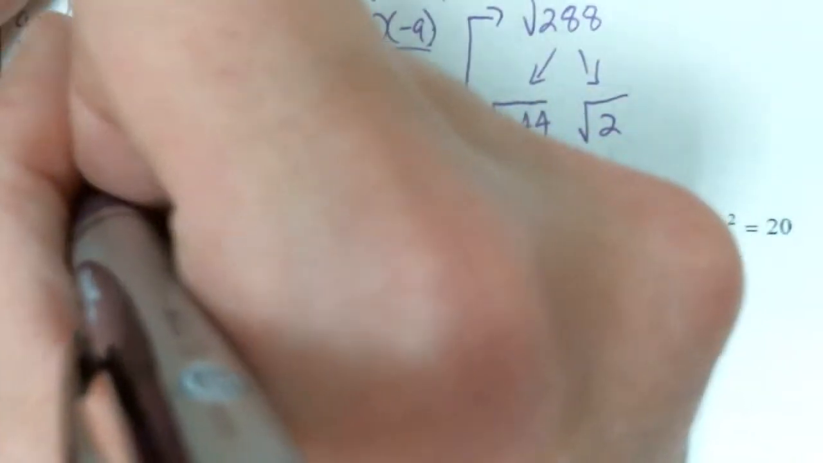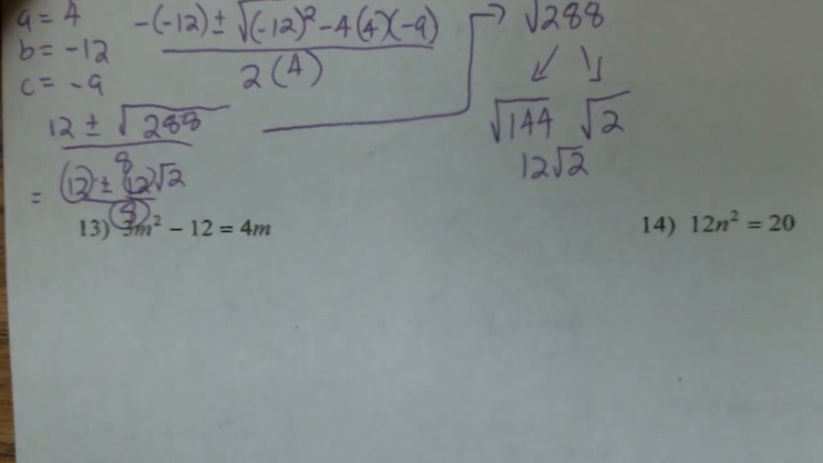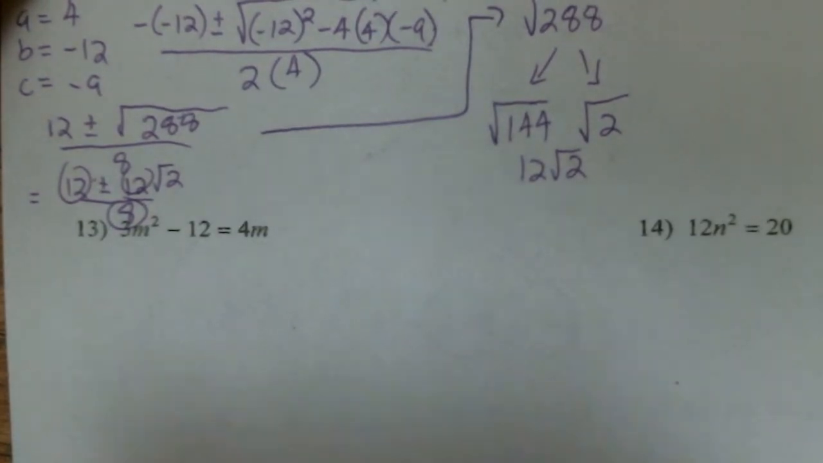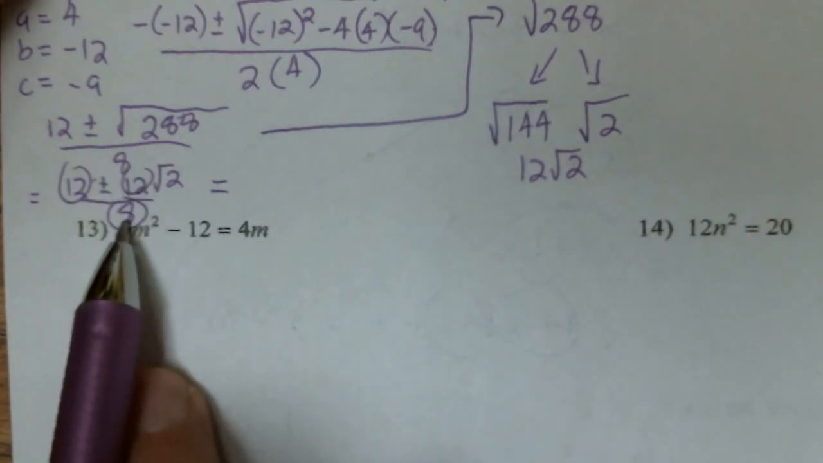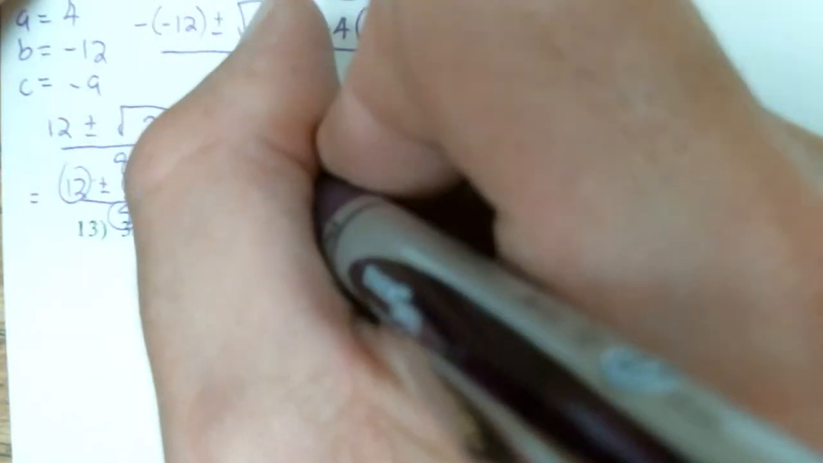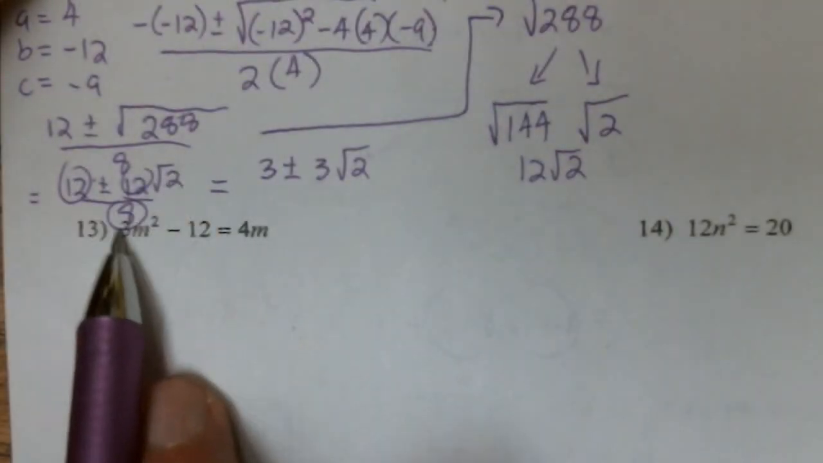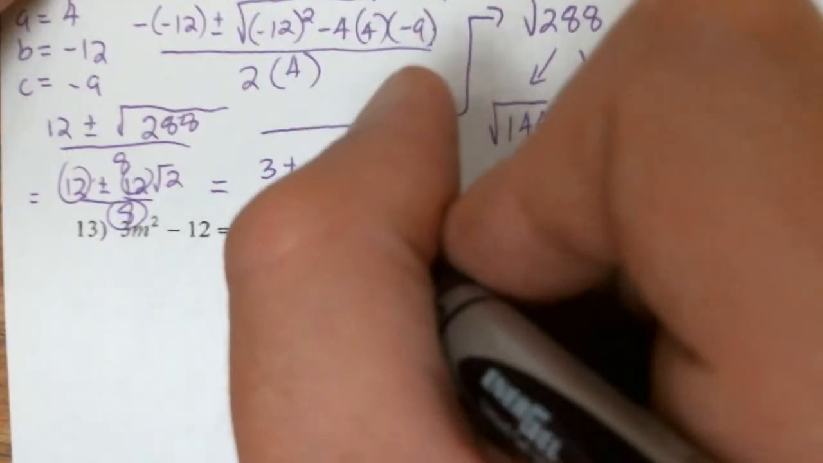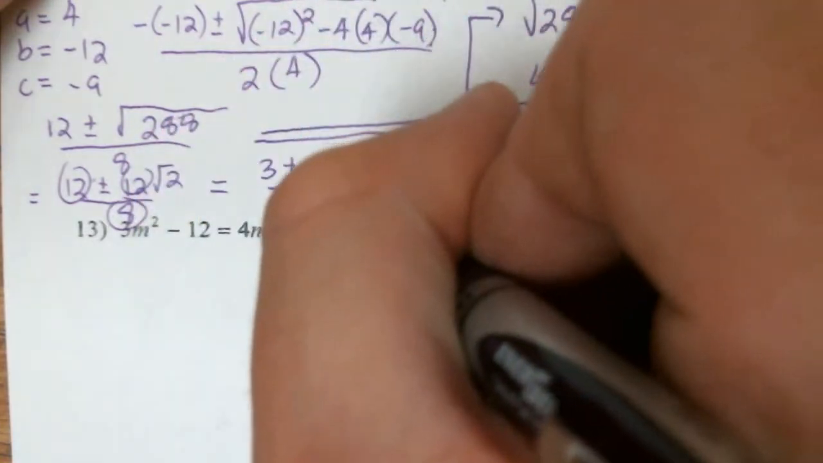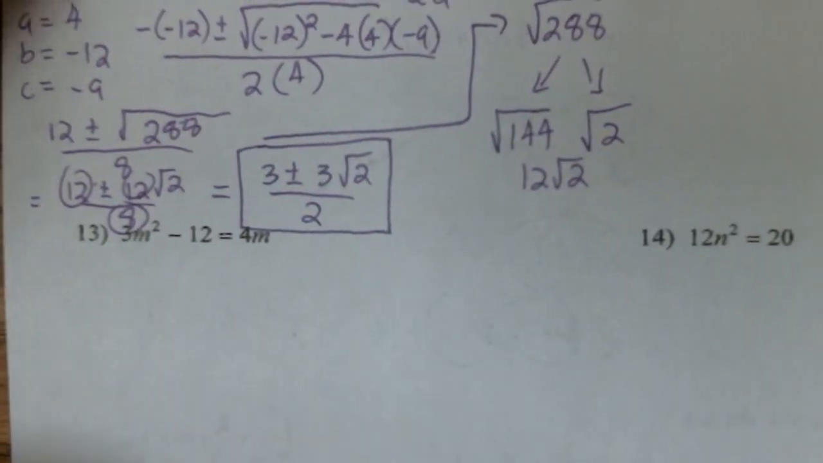But now notice, guys, that these three numbers, the two numbers on the outside and the number on the bottom, if they're all divisible by the same number, you can simplify it further. So 12, 12, and 8 are all divisible by 4. If I divide those by 4, that's going to give me 3 plus or minus 3. Treat the root 2 like an x. You don't do anything with that when you're trying to simplify those three numbers. And then 8 divided by 4 is 2. So I get 3 plus or minus 3 root 2 over 2.